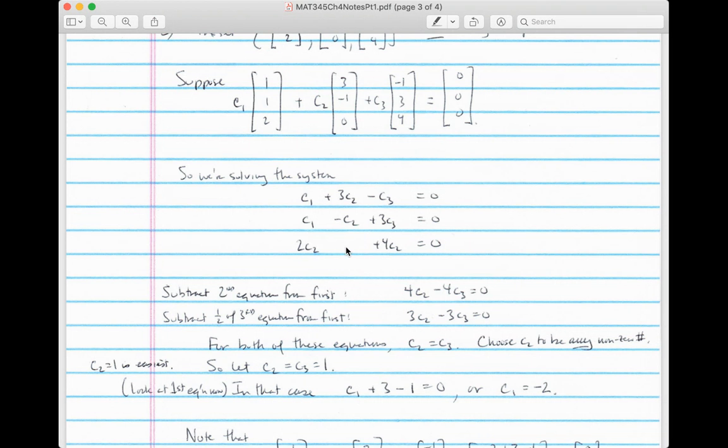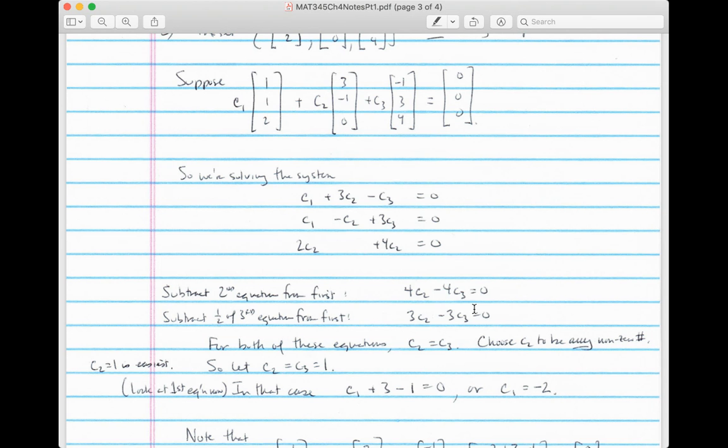I'm subtracting 0 from this, so I'm going to get 3C2. And then if I take half of this, I've got 2C3, and if I subtract that, I'll get minus 3C3. So then I'll get 3C2 minus 3C3 equals 0. I can take this equation divided by 4, take this equation divided by 3. In both cases, then I get C2 minus C3 equals 0, or C2 equals C3.